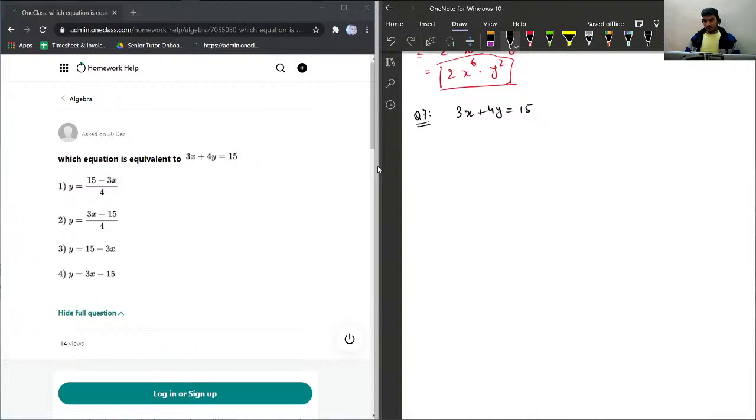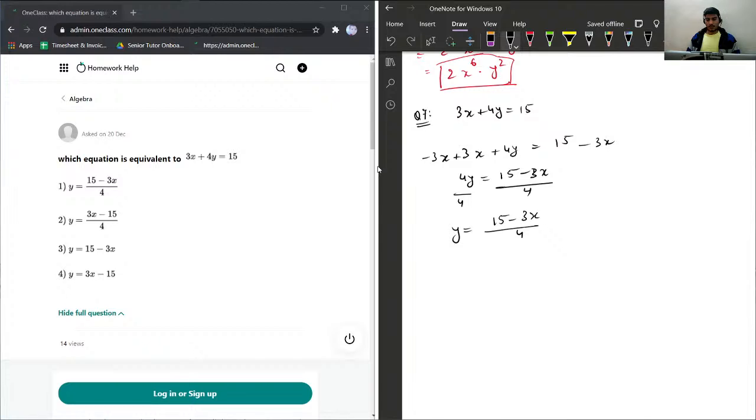So what I will do, I will subtract 3x from both sides. This is 3x plus 4y equal to 15. I'll subtract 3x from both sides, and this will become 4y equal to 15 minus 3x. Now I can divide both sides by 4. So I will get y equal to 15 minus 3x over 4.